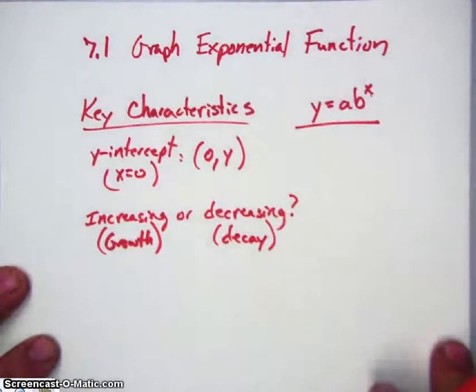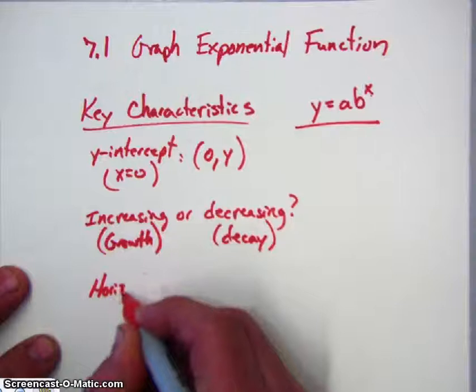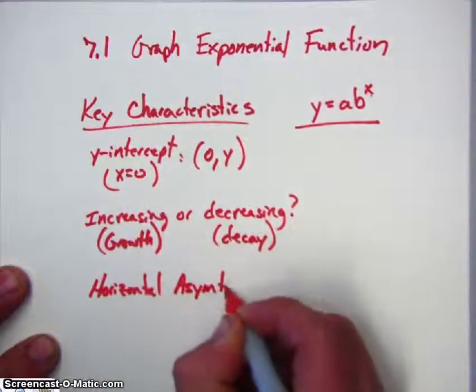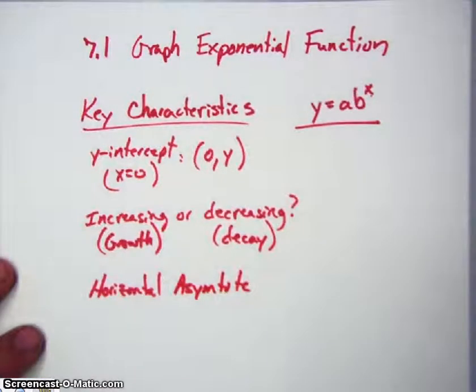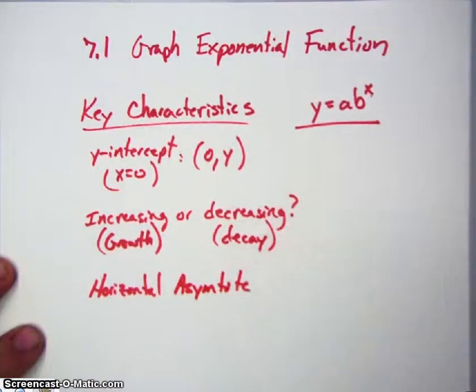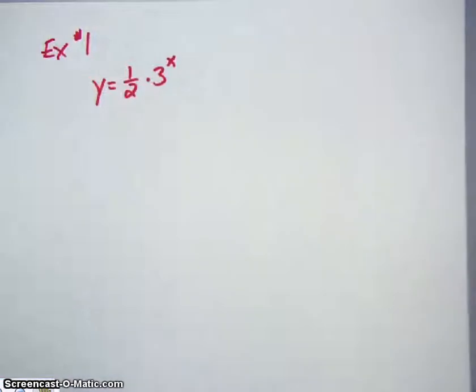And the third characteristic that you need to know is you need to find the horizontal asymptote. Alright? And so I'm going to do two examples, and I'll help you determine this stuff, and then we'll graph. So let's look at the first example.